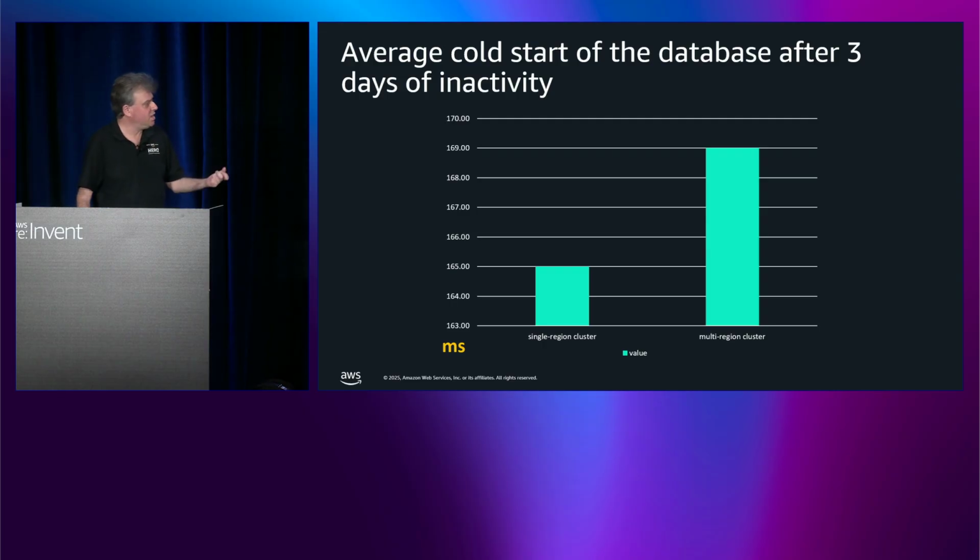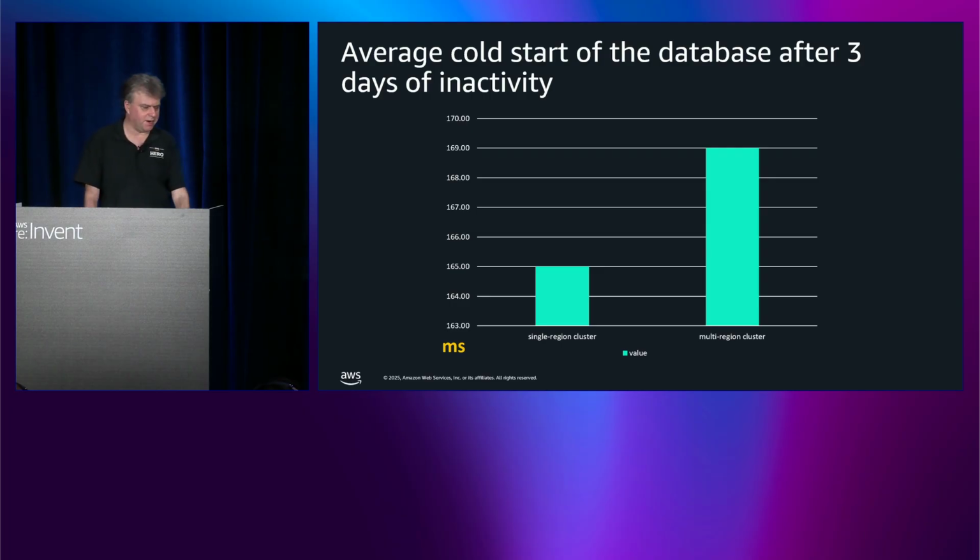What you see here, the median latency in this case was for single region cluster 165 milliseconds, for multi-region cluster 169 milliseconds. So of course there is a small latency because things need to be warmed up. If I don't use something, something needs to be persisted, but it's not noticeable. It's not 15 seconds like Aurora Serverless V2. It's just one time for the first select or first operation at 160 milliseconds. So I would say no cold starts of the database.